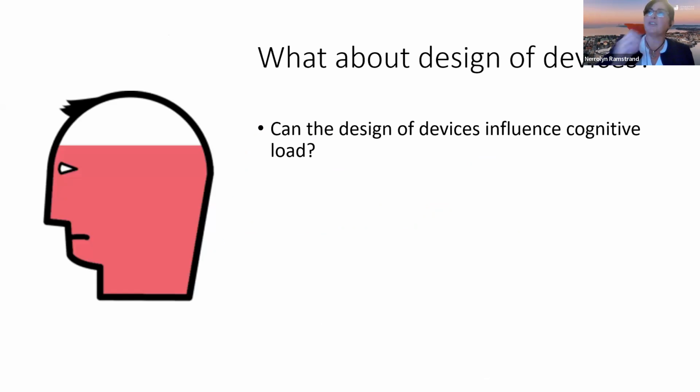Okay, so what about the design of devices? We've said that with these finger orthoses, we saw some differences in cortical brain activity when using the orthosis, and that was a device versus no device. But what about if we change the design of a device? Can we then see differences in cognitive load? And that's essentially what we did in this study with the transfemoral amputees that I mentioned earlier.